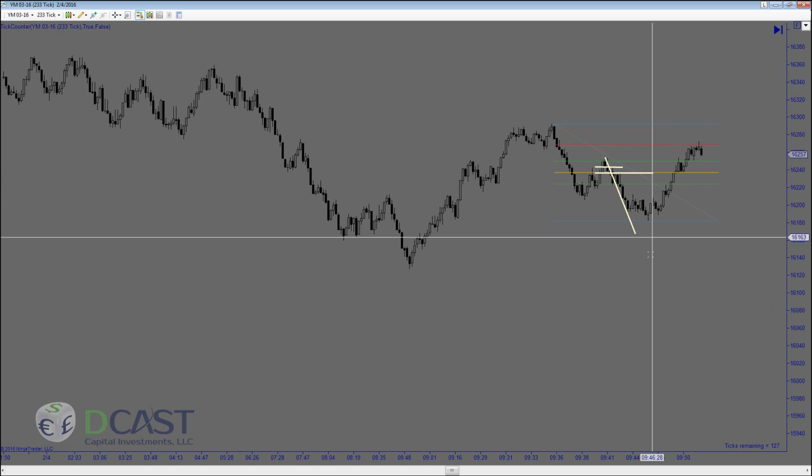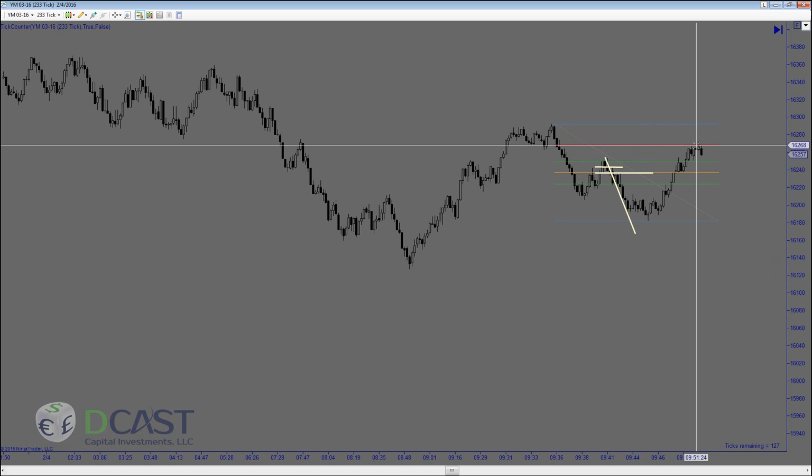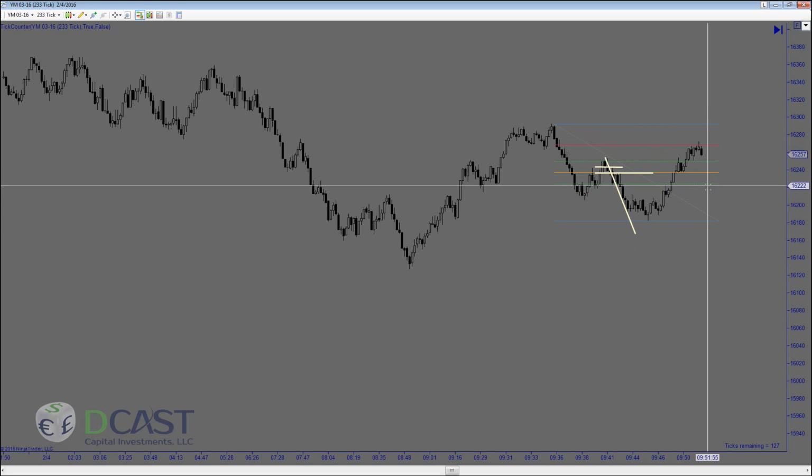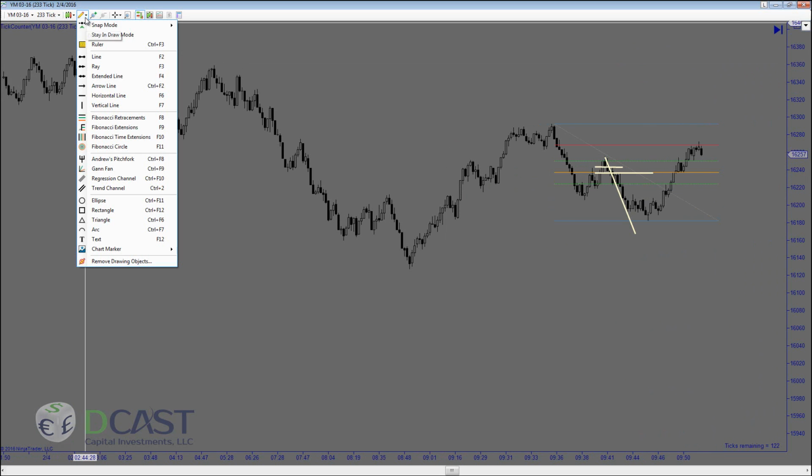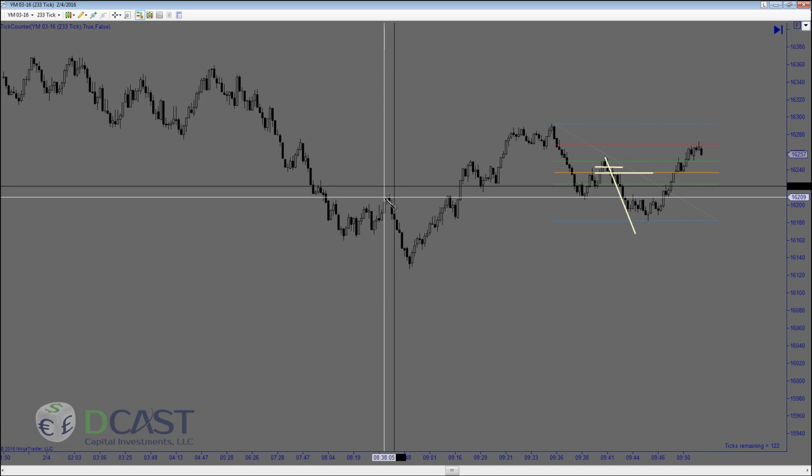So what do I want to do? I want to position myself where? I want to see how price comes back down here into this area so that I can take a possible long into a new structure high.